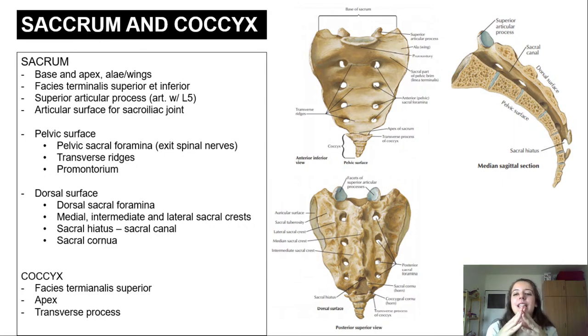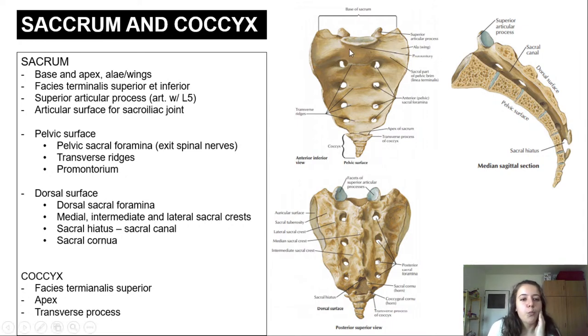So what can we see in the pelvic surface? As we mentioned, those transverse ridges, we're going to have the promontorium here, which plays a role when we talk about the shape of the vertebral column. You'll see that. And then we have the sacral foramina. We call this the pelvic sacral foramina, and this the dorsal sacral foramina, but they're exactly the same. Just from one side to the other, the view changes.